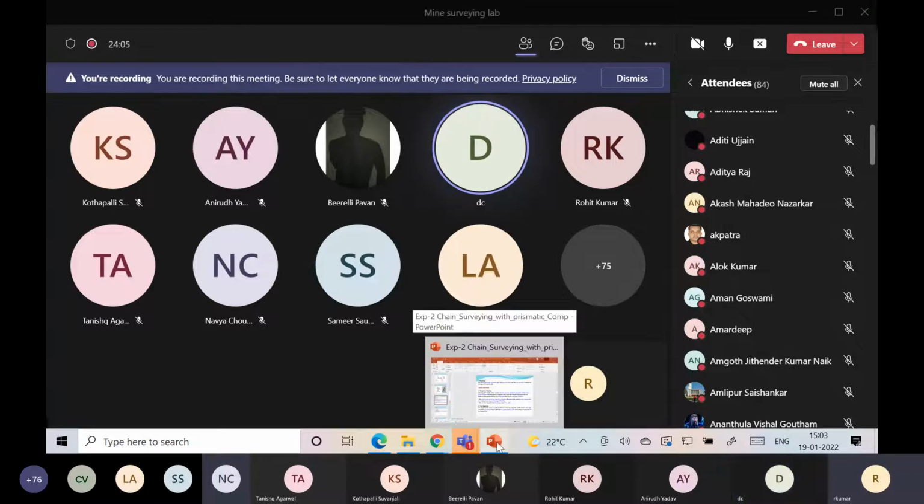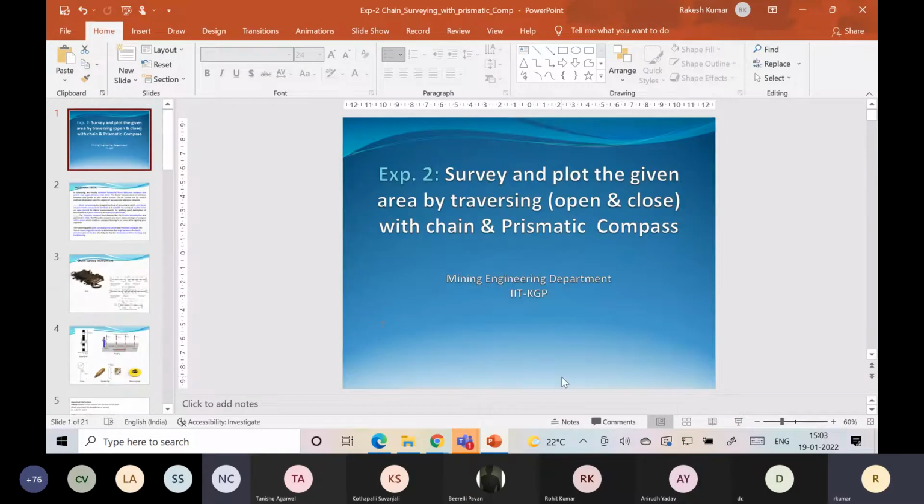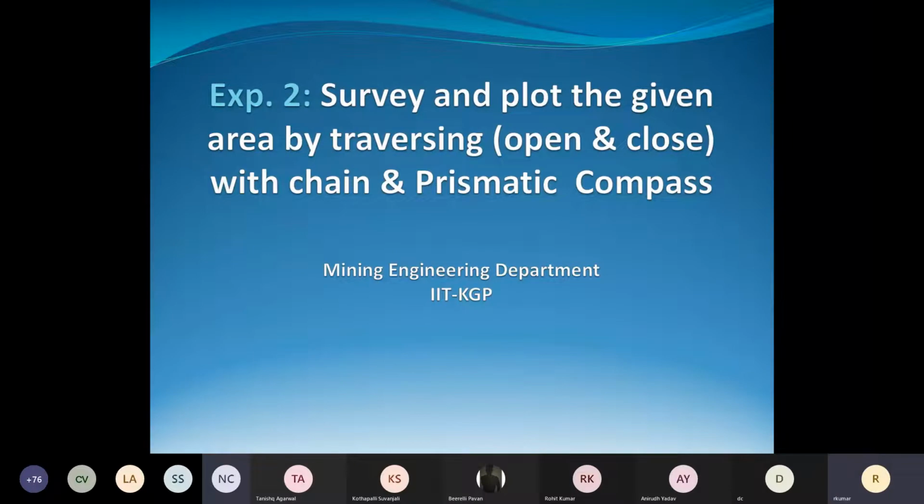Yeah. Okay. So, students, today I think I'm making it full screen. Screen is visible? Visible. Yeah.